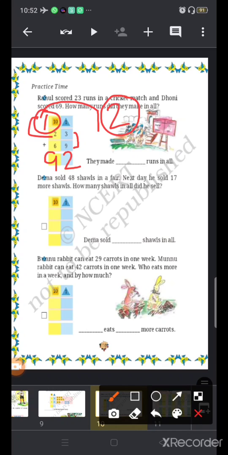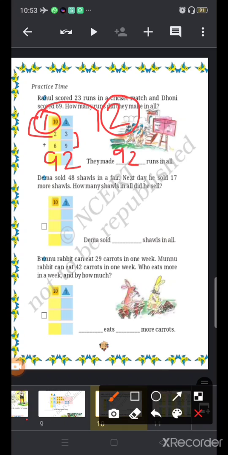So the total runs they made in all is equal to 92. So here also you will write 92. Okay, 92. They made how many runs? They made 92 runs in all. Okay, now next one. The second word problem is: Dima sold 48 shawls in a fair. Next day he sold 17 more shawls. How many shawls in all did he sell?